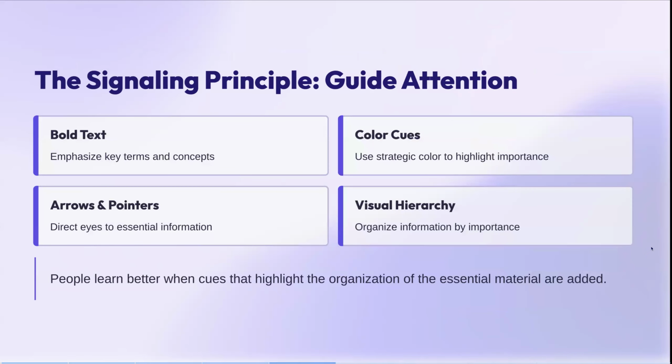Next, let's look at the signaling principle. This is about guiding students' attention to key information. You can do this through bolding, colors, arrows, or simple highlights. The idea is to visually cue students into what matters.